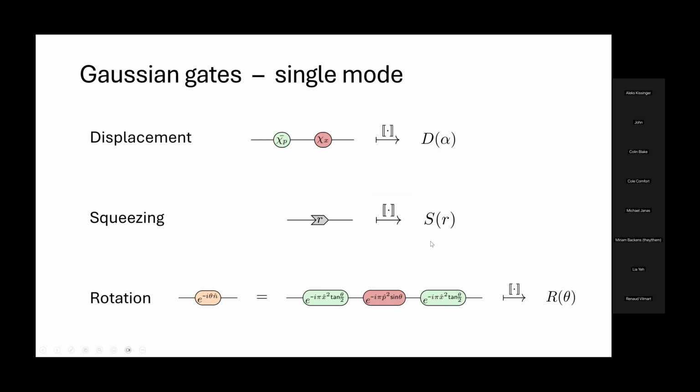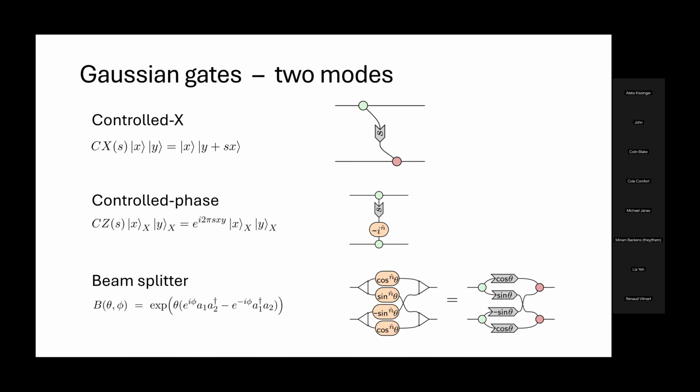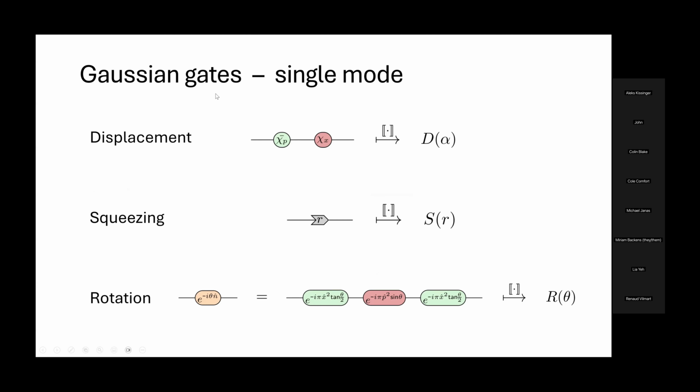And now we can describe some common gates. So we have the displacement, which is just applying two shifts in position and momentum. We have squeezing, which happens to be just the multiplier, and rotation, which is a Fock spider labeled e to the i theta. These were the Gaussian gates, and Gaussian is like the Clifford version, like the stabilizer for CV.